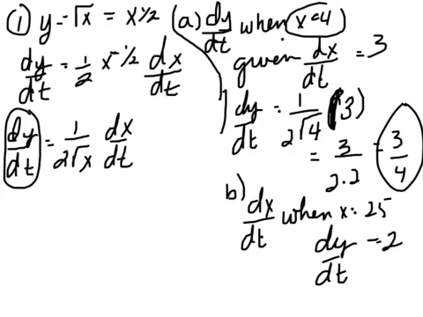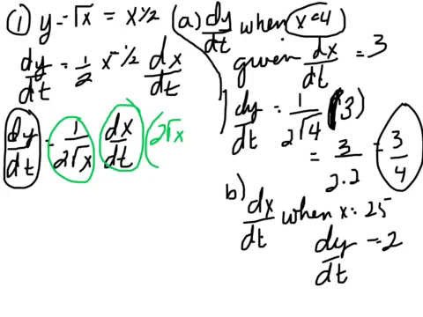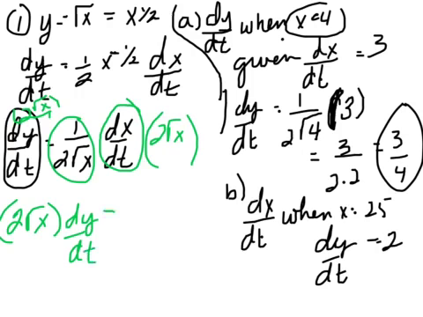Now what I got to do is take that equation and solve it for dx/dt. And if you remember what you're going to do, you're just going to multiply by the reciprocal of this mess over here, which would be just 2 square roots of x over 1, and I would do that to both sides. So I end up with 2 square root of x times dy/dt is equal to dx/dt.